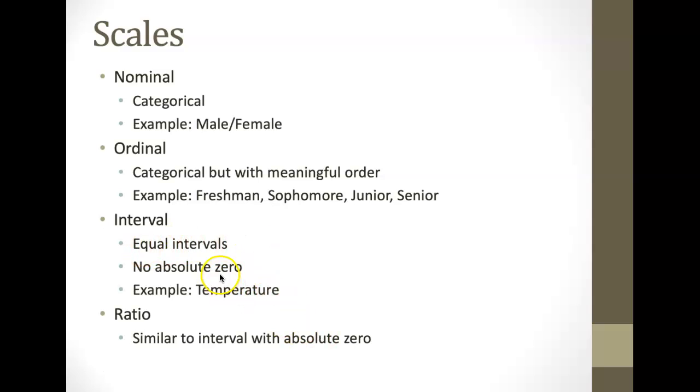But it doesn't have an absolute zero. If you recall, an absolute zero is like an absence of an attribute. Temperature can go negative, so you can have minus 10 degrees. So temperature is an interval scale. Ratio is the same as interval, but it has an absolute zero, meaning that zero means an absence of sound, okay? Or an absence of whatever attribute you're looking at.